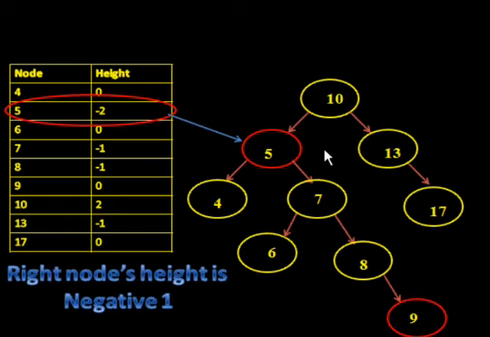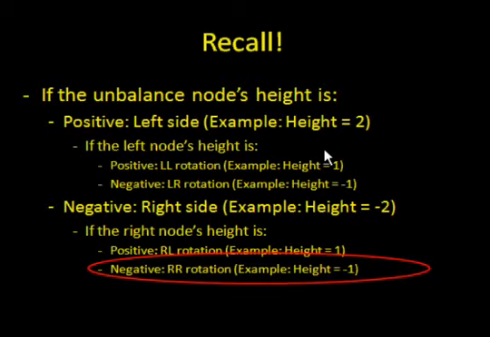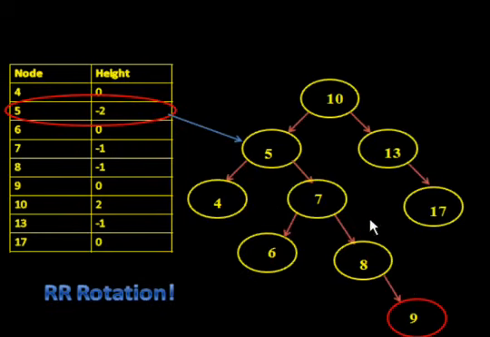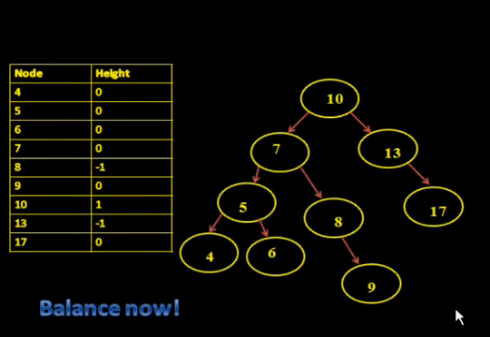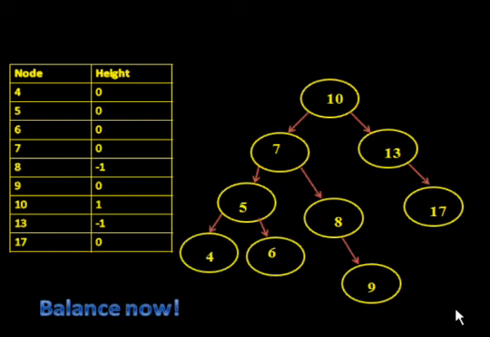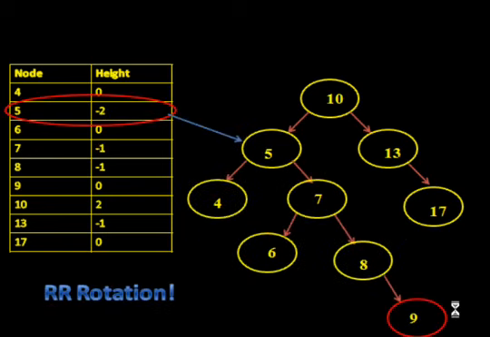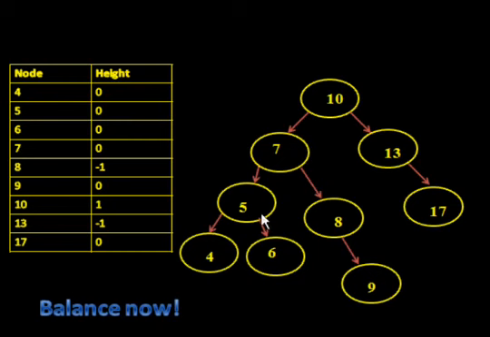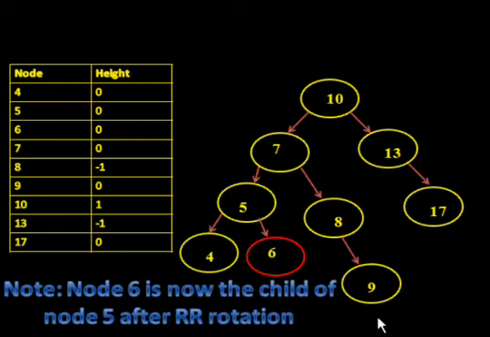Well, recall what I just told you. Using the hints I gave you, we could say that we should use a right rotation, because that's the side that's causing the imbalance. So if we do that, it would look like this. Note that the node 6 is now the child of node 5 after this right rotation.